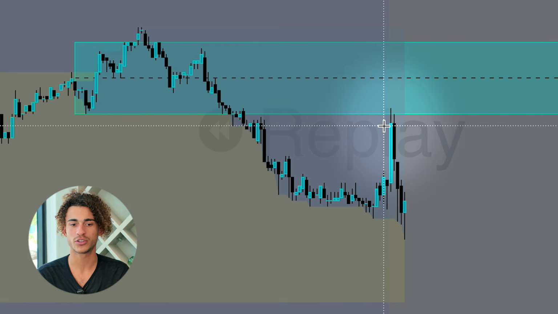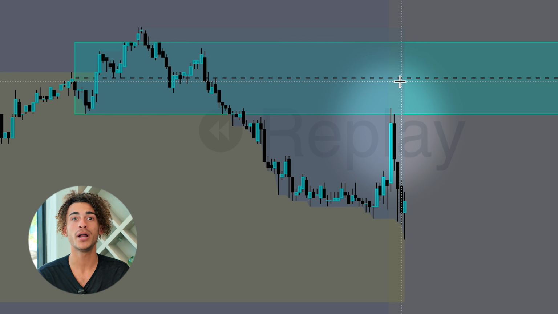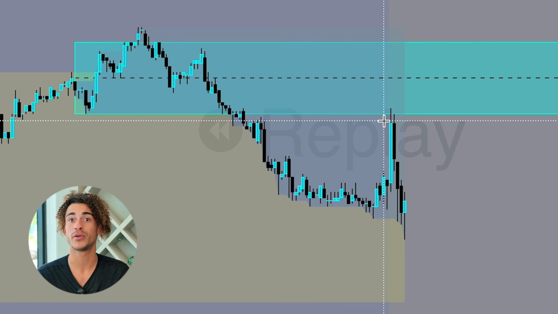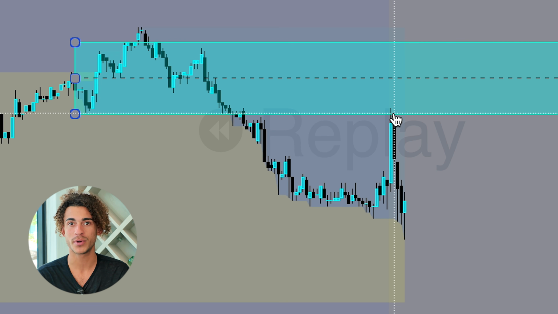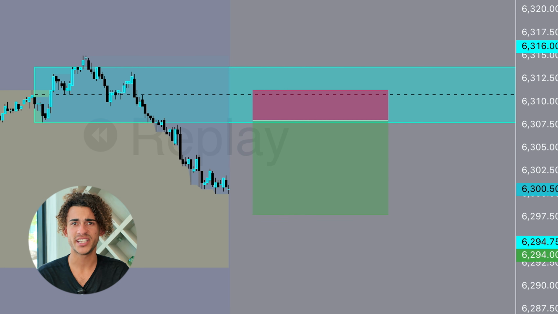It's a little bit riskier taking the trade from right here instead of waiting for the midpoint. But when you do take trades like this, your risk to reward is going to be really, really high because your drawdown is going to be pretty much zero, as you can see right here. All right, guys, let's see how this trade plays out.